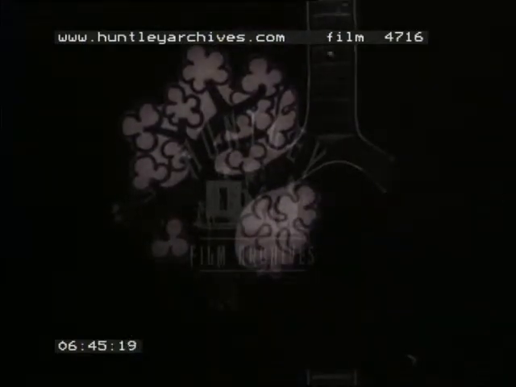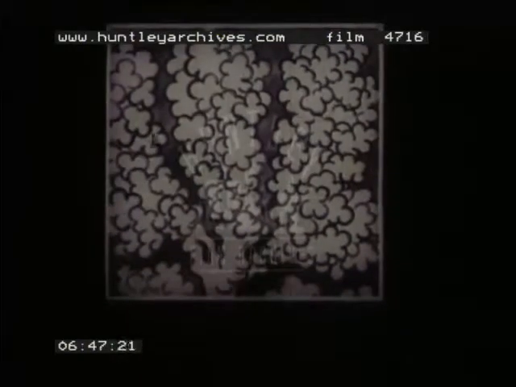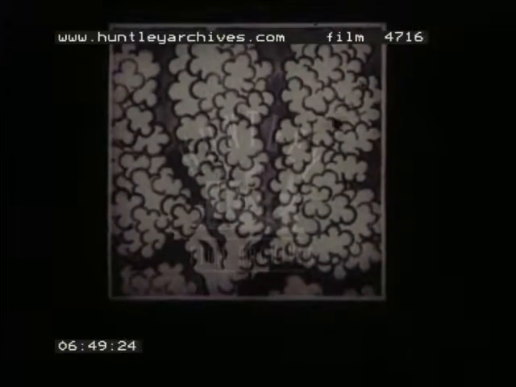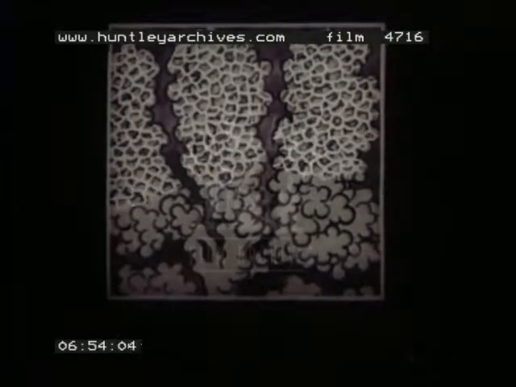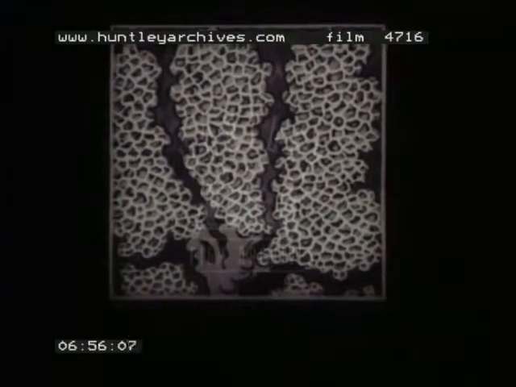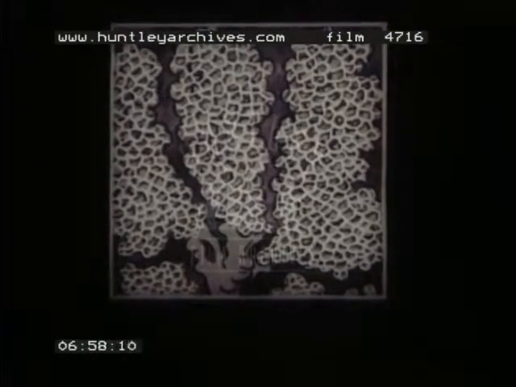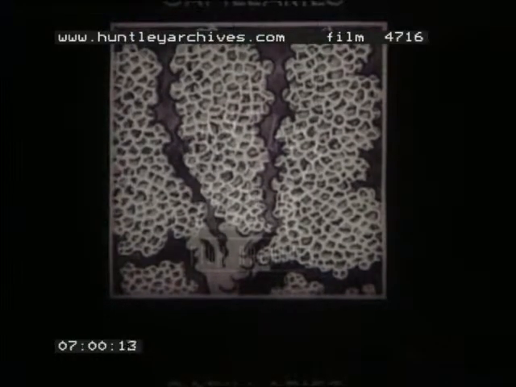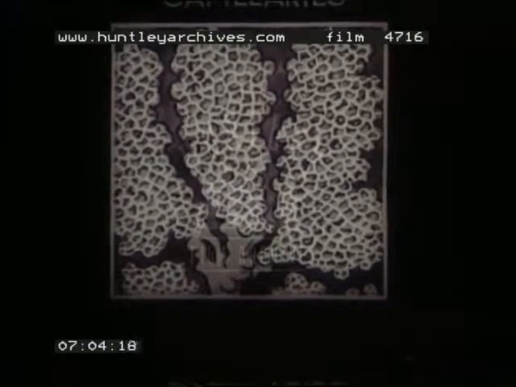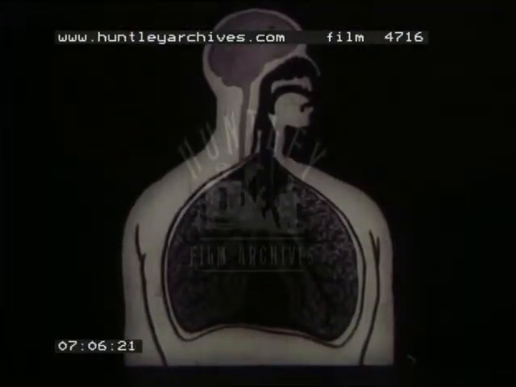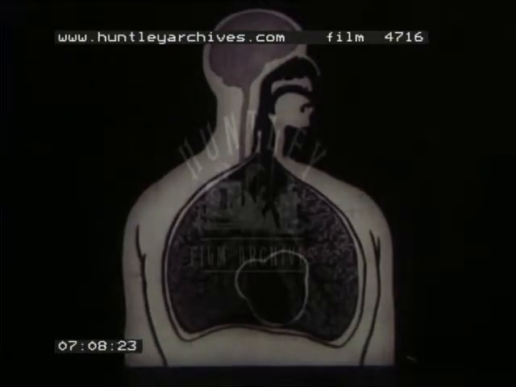They are rather like hollow grapes on a hollow stalk. A closer view shows the pockets are covered over with tiny blood vessels or capillaries. The blood in these takes up oxygen from the air in the lungs and gives up some of the carbon dioxide it is carrying. The blood then goes to the heart, which is now coming on the screen.